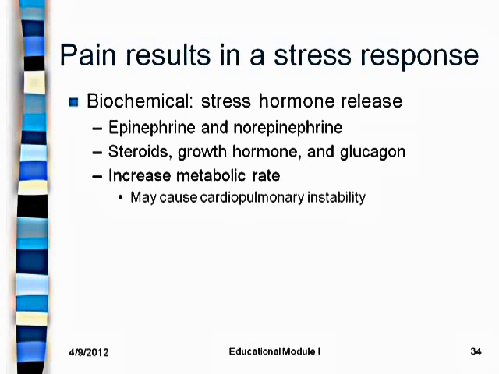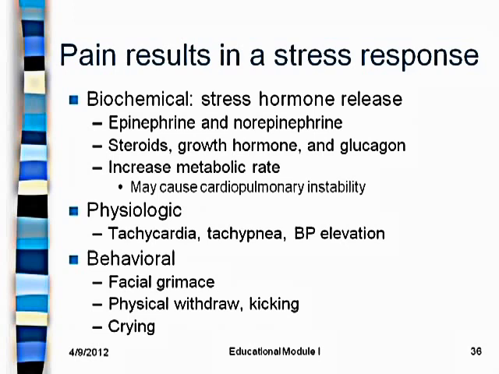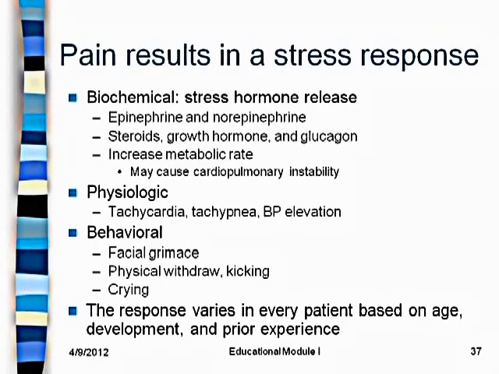These hormones have been used in research to measure stress response in infants undergoing painful experiences. Physiologic changes include elevations in heart rate, respiratory rate, and blood pressure. While these changes are usually seen with stress due to pain, these changes cannot be used to gauge the pain severity. Finally, the behavioral responses such as facial grimacing, withdrawal or kicking, and crying are more consistently seen in younger children, and these behavioral responses are one of the methods used to assess pain in these children.